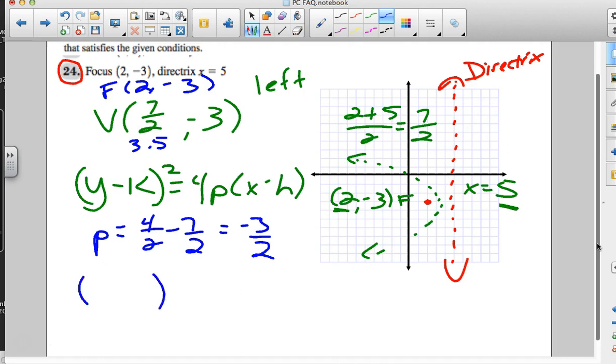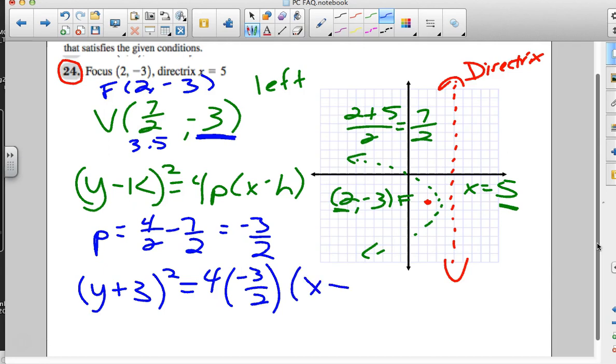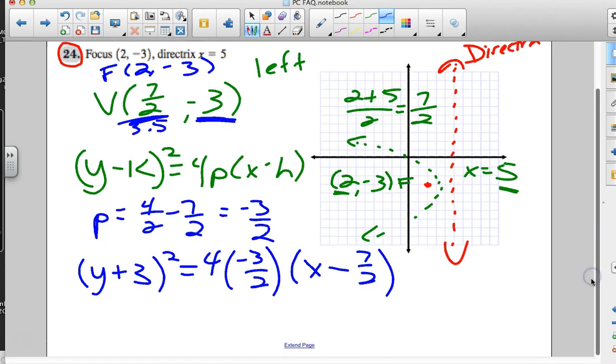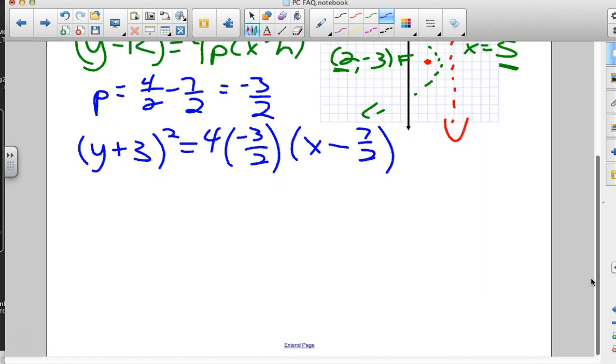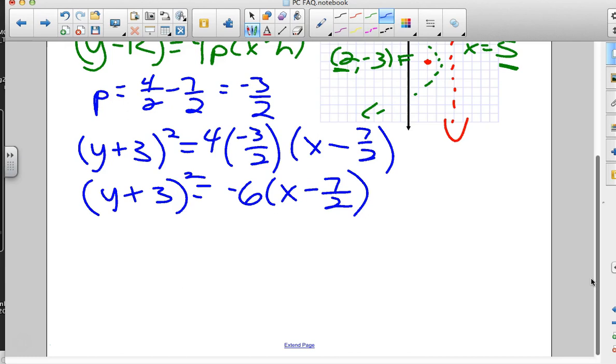So now we have to be careful and remember that this is y minus k, and k is the y coordinate of our vertex, so that'll actually be (y plus 3), the quantity squared. And then we need 4 times our nice little p-value there, that -3/2, that directed distance. And then we need x minus h, and that will be 7/2. One last thing to clean up would be to go ahead and actually take 4 times -3/2. So we will get (y plus 3) squared equals -6 times the quantity (x minus 7/2). And there we have it.